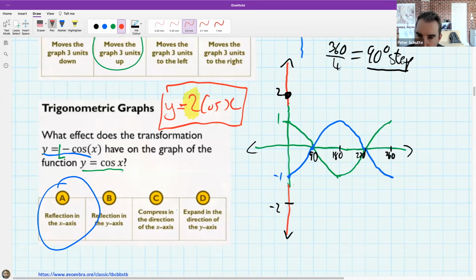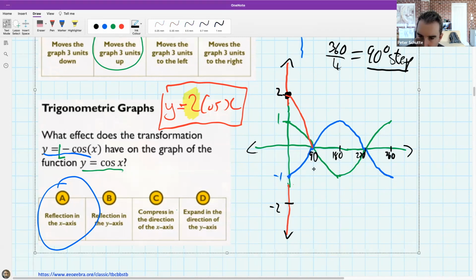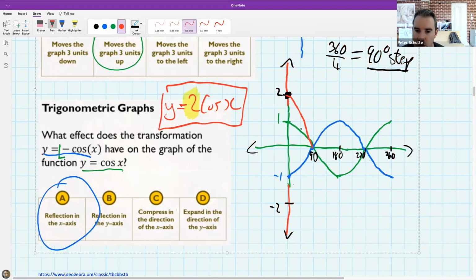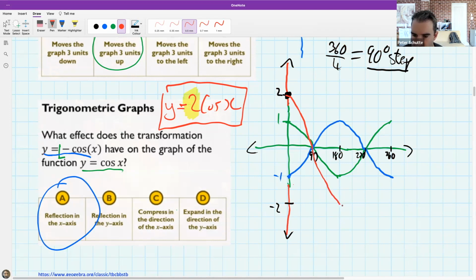Okay, so the first step is to go from 2 down to 90. Then the next step is to go from 90 down to 180, then 180 up to 270, and then all the way up to 2. And what you see is that the 2 is vertically stretching the graph up, or we say it's an amplitude change. Okay, so that is the shift there.